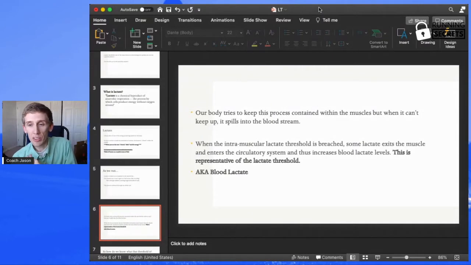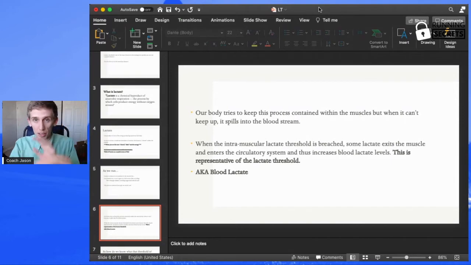So when the intramuscular lactic threshold is breached, meaning that threshold within the muscles is breached, some lactate exits the muscle and enters the circulatory system, or the blood, and thus increases blood lactate levels. This is representative of the lactate threshold, aka blood lactate.